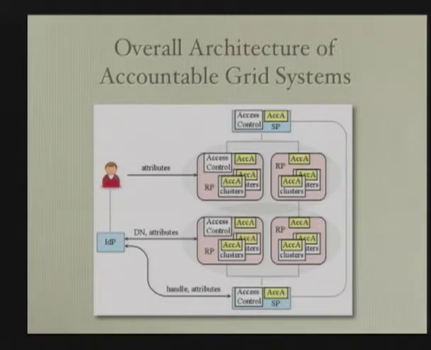This is the overall architecture of the accountable grid system. One or more clusters belong to one resource provider, which we call an RP. One or two RPs belong to one service provider, and there are a couple of service providers here. Users can access grid resources by contacting service providers or directly contacting resource providers. At the entry point where the first access is performed, we authorize users based on user attributes or some access control mechanisms.